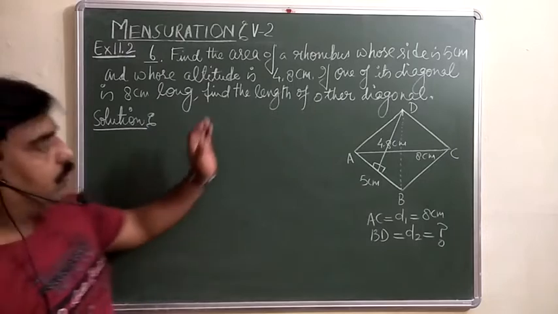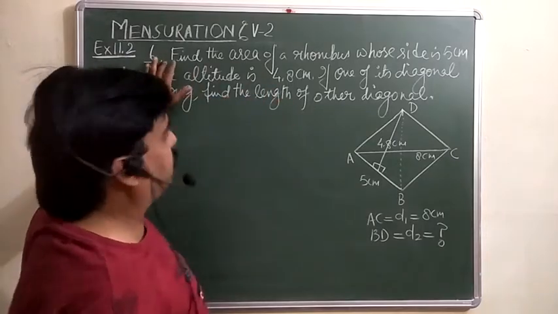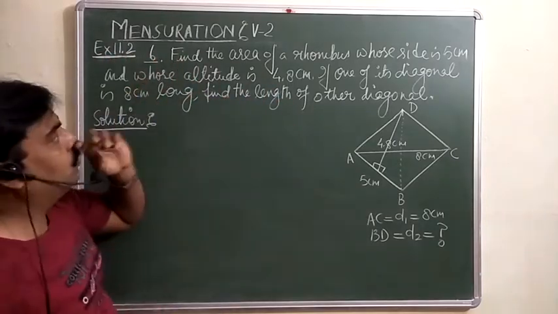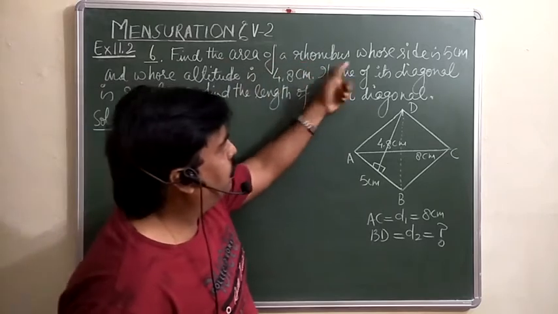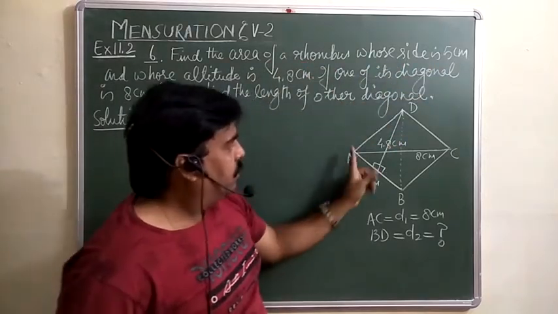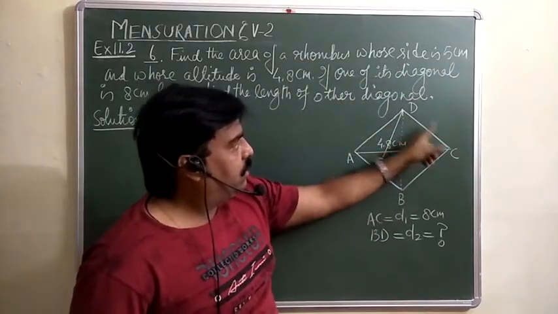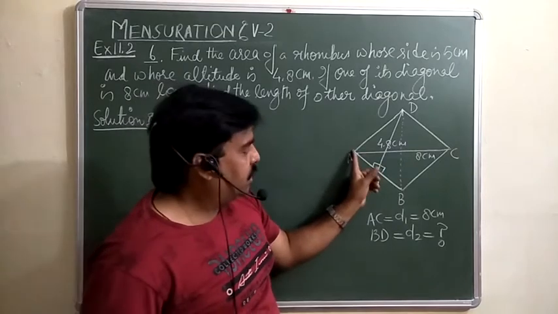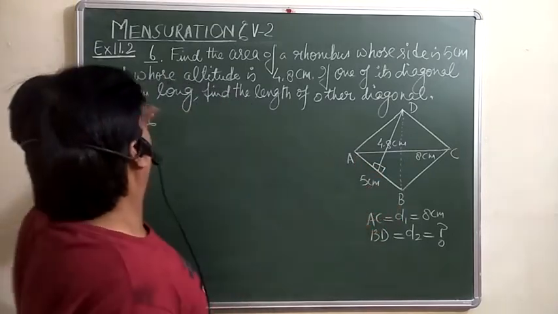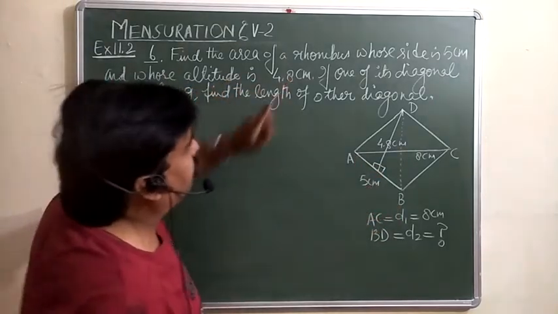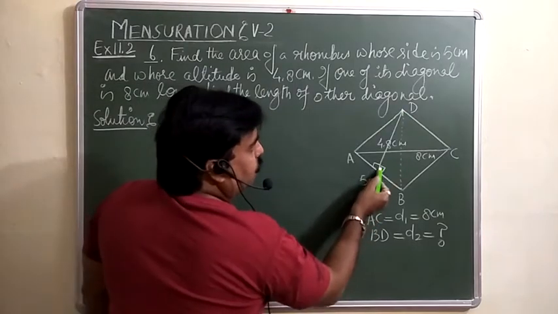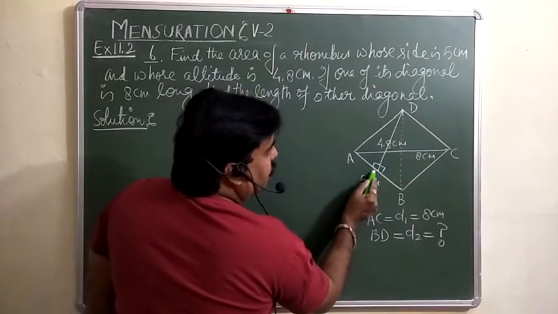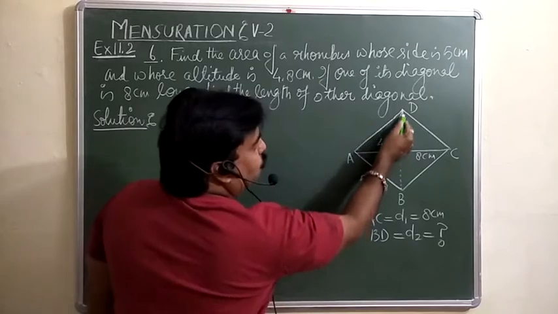Yes, now one more question is there. This is question number 6, exercise 11.2. What is the question? The area of a rhombus whose side is 5 centimeter. ABCD is a rhombus. The side is given as 5 centimeter, and one of its altitudes is 4.8 centimeter. This is DN. You can say DN is 4.8.